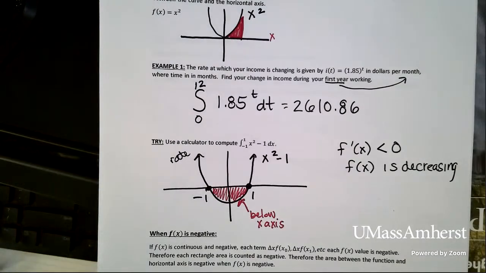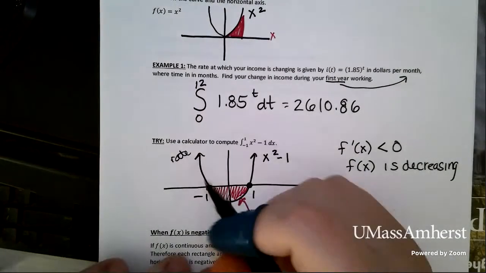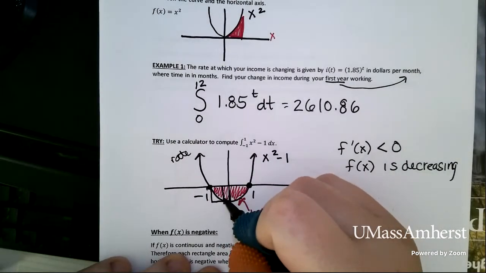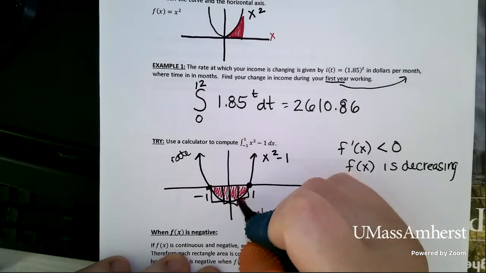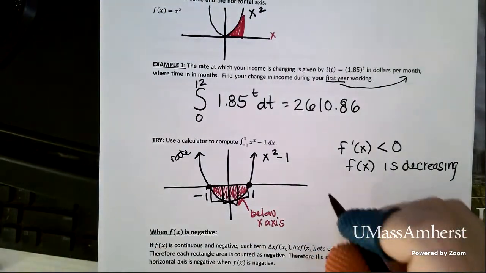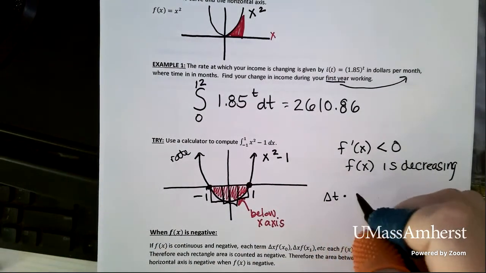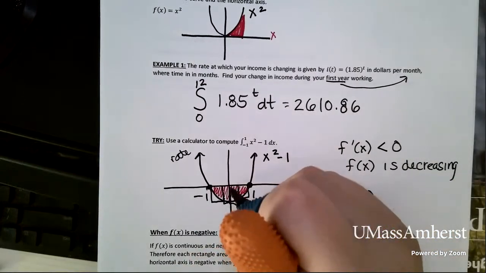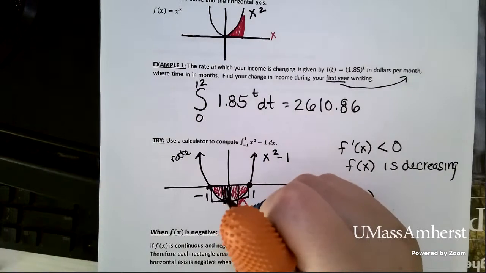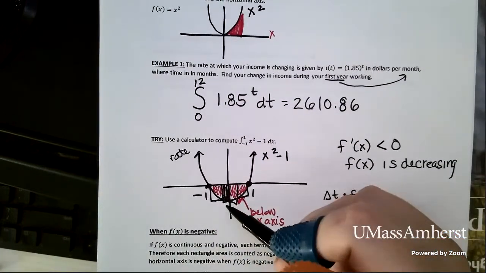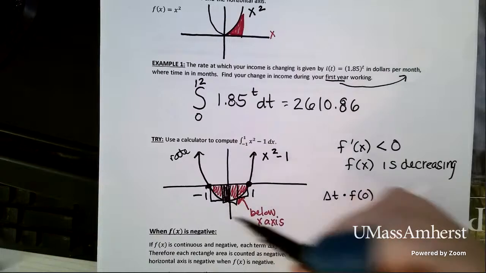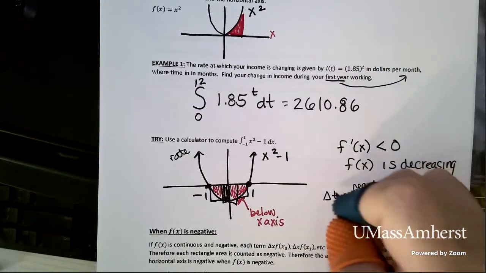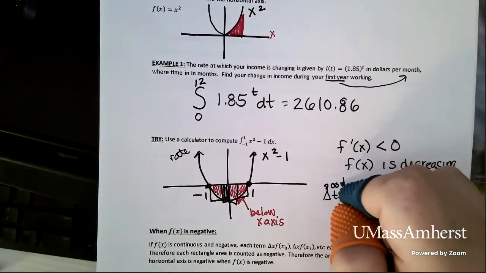And if you think back to our rectangles, let's say we're approximating some rectangles, right? How did we approximate them? We did delta t times f of, I don't know, say 0 to get this particular one here. Okay, well, f of 0 is a y value that is negative. So this is a negative value. And this is a width, so this is positive.